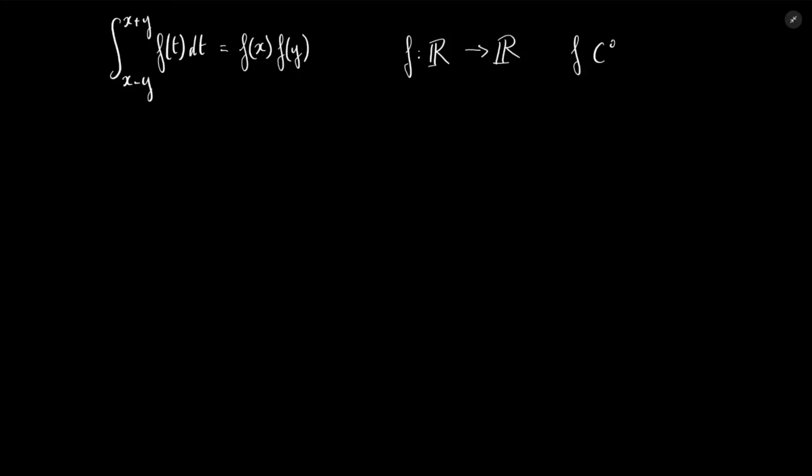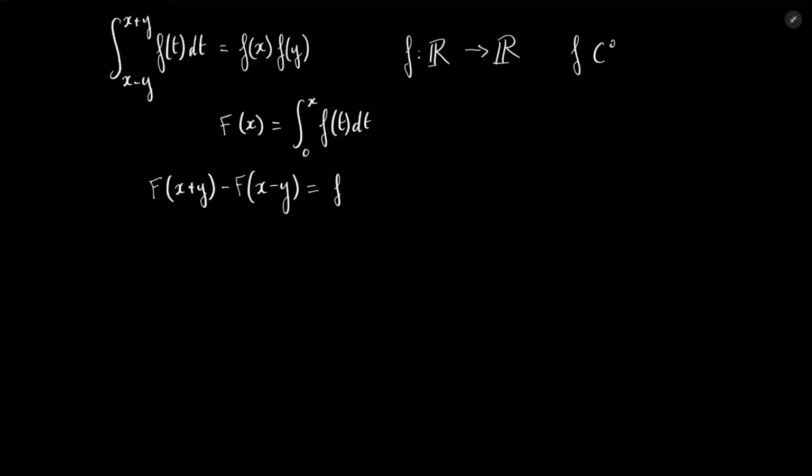The way we are going to do that is by first defining a function big F, which is equal to the integral from 0 to x of f of t dt. And so we can rewrite the equation as big F of x plus y minus big F of x minus y is equal to f of x multiplied by f of y.